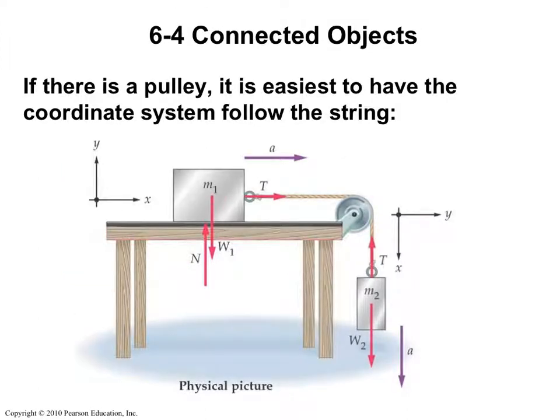Now, if we have pulleys, we're going to see things work a little bit differently. So if we have a pulley, it's easiest to have the coordinate system as it's shown here. Like it said on the previous slide, we always treat the different masses as two separate entire situations. So this mass 1 over here, I have everything going on the x and everything going on in the y. So this is a standard coordinate system.